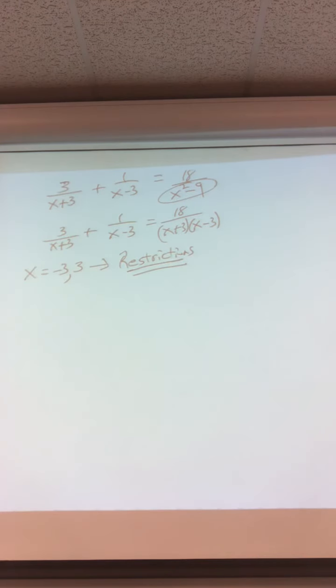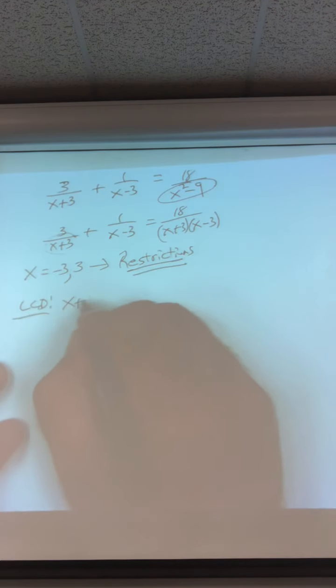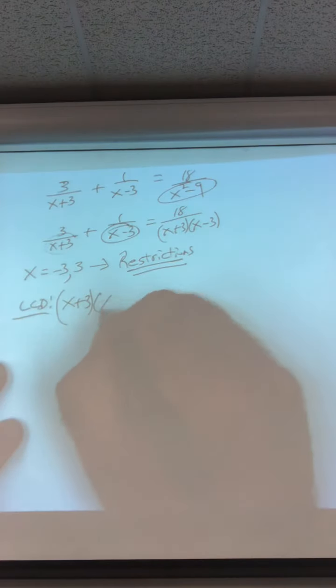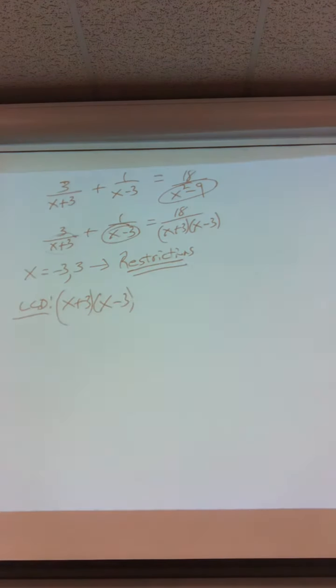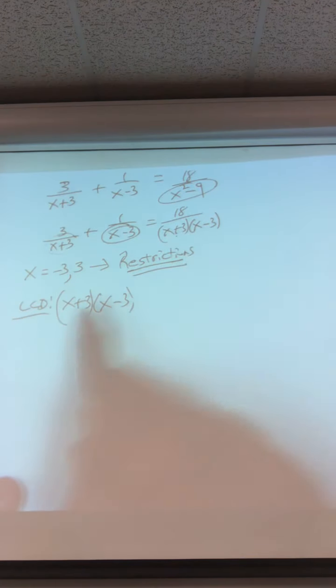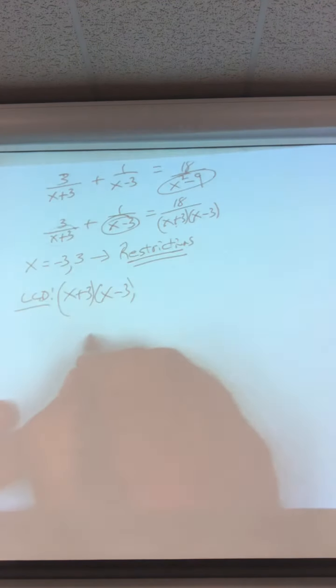Now, find the LCD. For the LCD, you got to get rid of an x plus 3, so you got to have that in there, but you got to cross out an x minus 3. That's completely different. So you have to have an x plus 3 and an x minus 3. Now, when you get to this over here, you already have both of them. So the LCD is x plus 3, x minus 3.